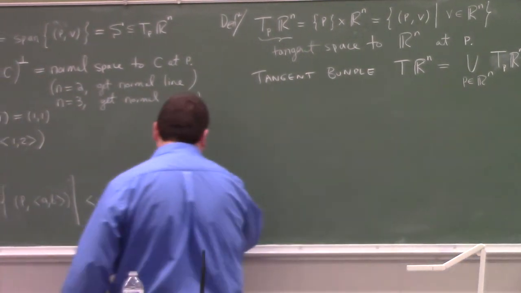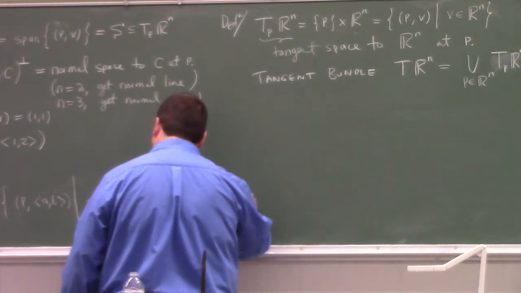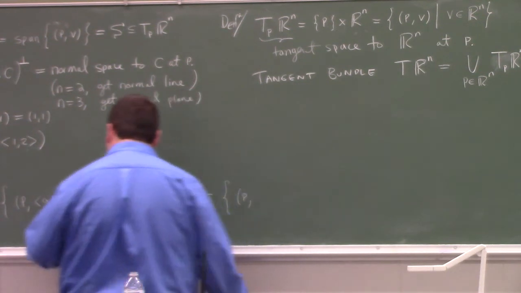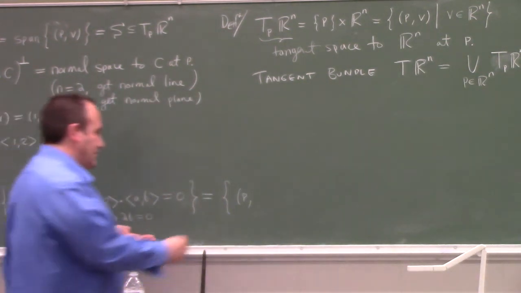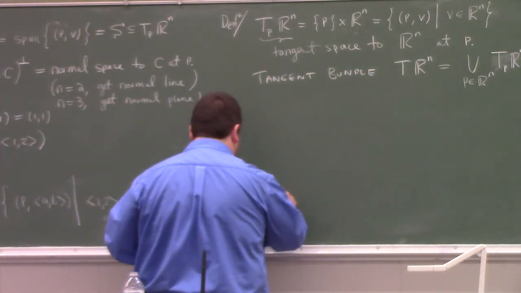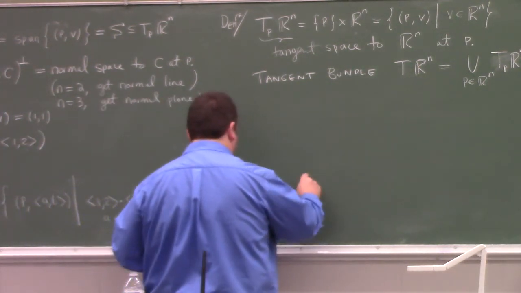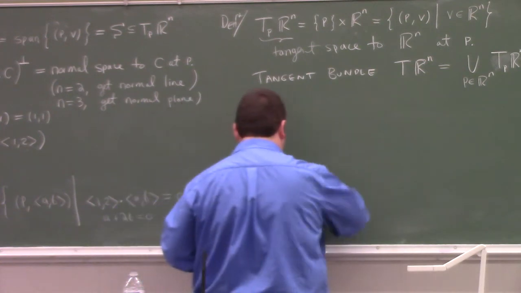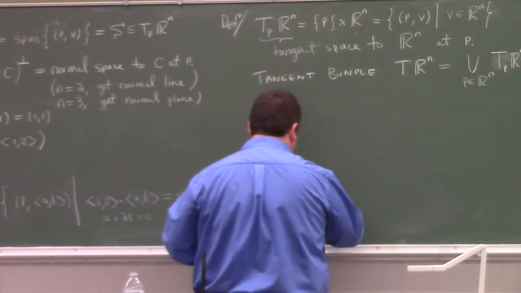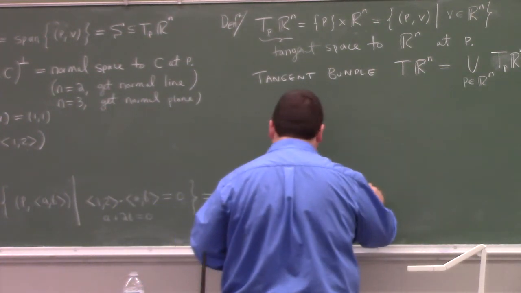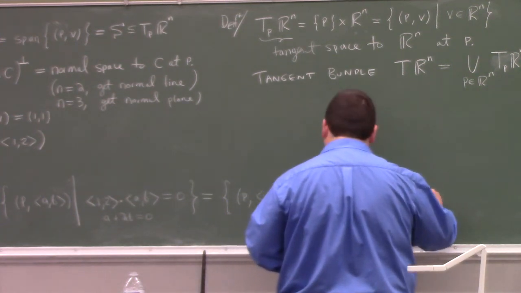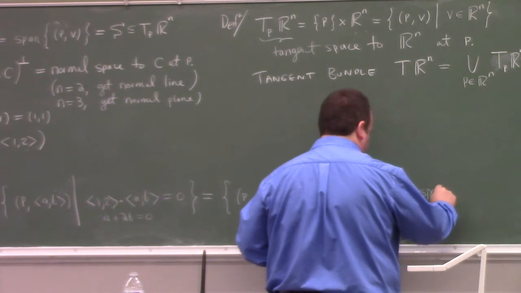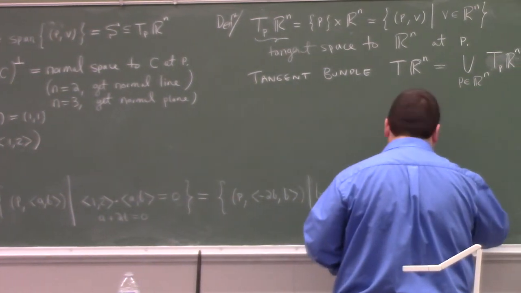So look, what this is then is P comma what? We could solve this for A. A is equal to minus 2B, right? So you've got minus 2B, B, such that B is real. So we can rewrite that as P, Cartesian product with the span of minus 2, 1.